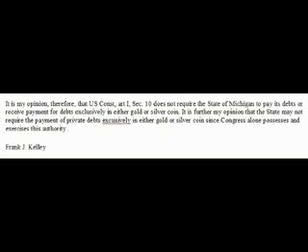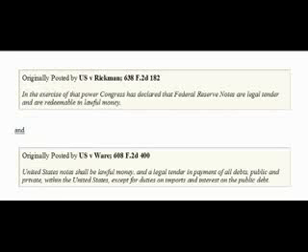It is my opinion, therefore, that U.S. Constitution Article 1, Section 10 does not require the state of Michigan to pay its debts or receive payment for debts exclusively in either gold or silver coin. It is further my opinion that the state may not require the payment of private debts exclusively in either gold or silver coin, since Congress alone possesses and exercises this authority.